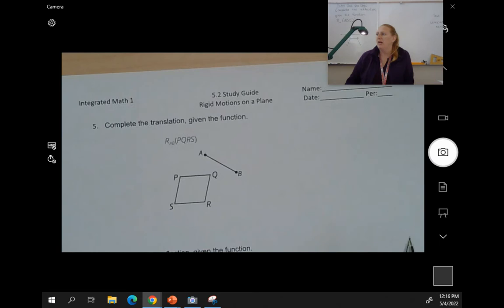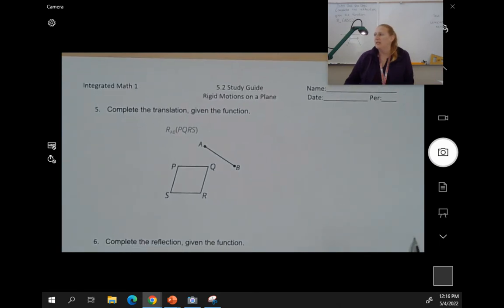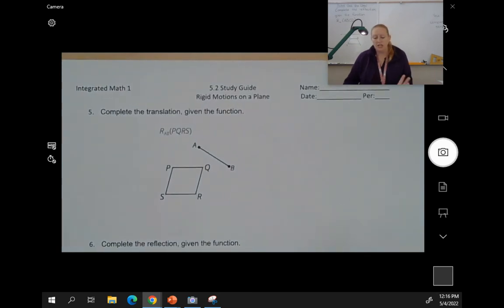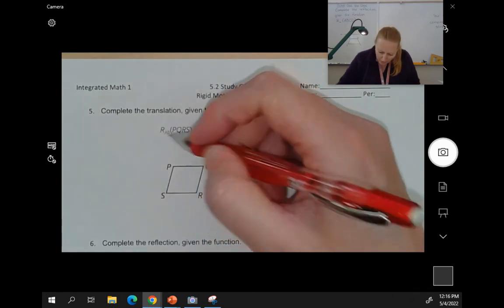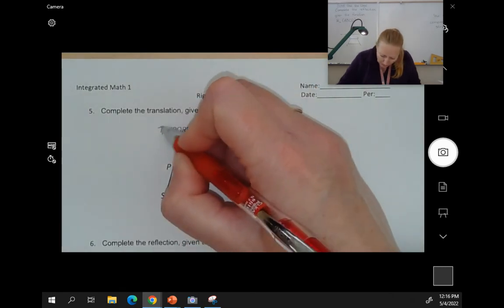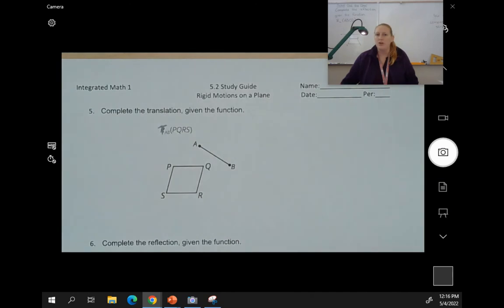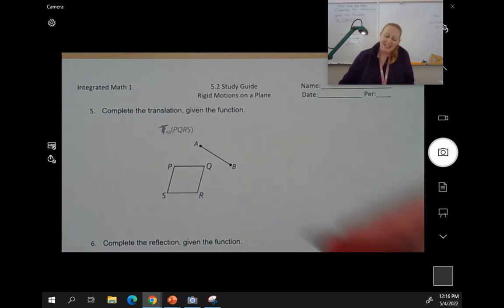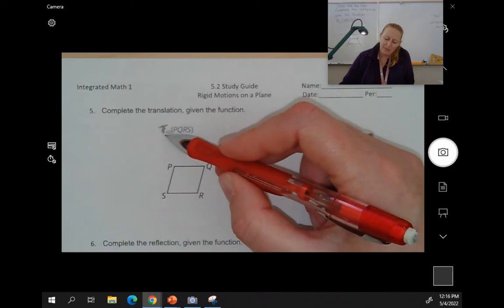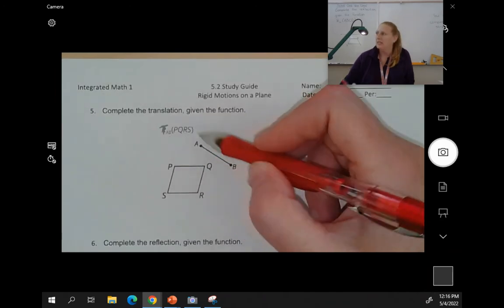Question number 5. We're asked to complete the translation given the function. Oh, we did a bunch of these, right? So it looks like that says an R. That should say a T, shouldn't it? There's a typo. That should say a T. My bad. So I have T sub AB, PQRS.